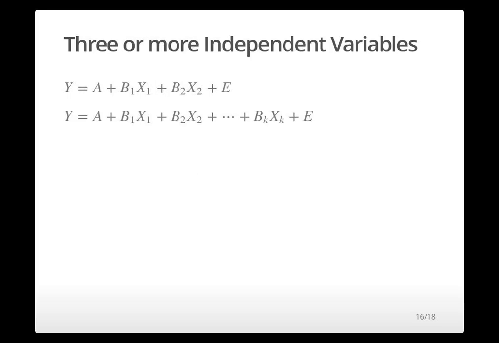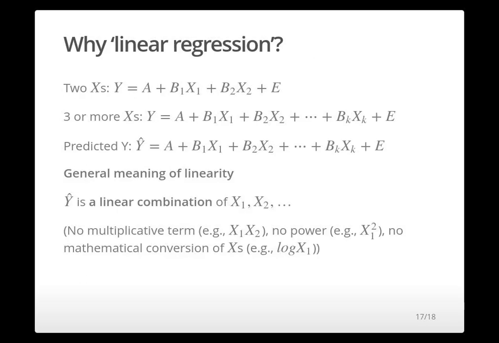So far, we have been studying linear regression with two independent variables, x1 and x2 here. The model can be easily extended to three or more independent variables, by adding b3 times x3, b4 times x4, and so on. Why is linear regression called linear? In this slide, the third equation is an expression of y hat, in linear regression with three or more independent variables. In mathematics, this form means that y hat is a linear combination of x1, x2, and the other x's.